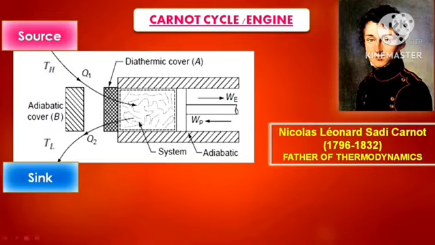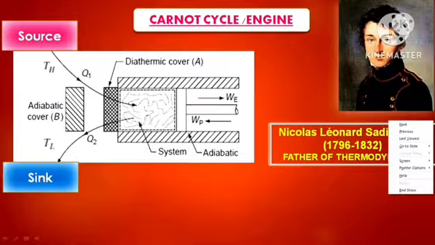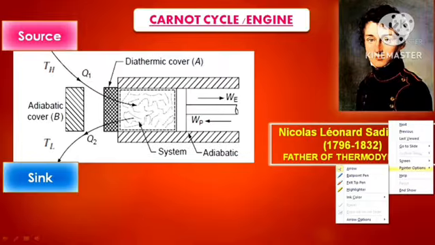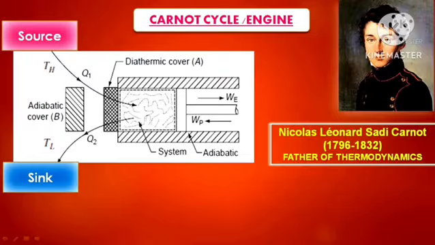Adiabatic and diathermic covers are used to replace one another according to the thermodynamic process involved in the Carnot theorem. Adiabatic cover restricts the heat to flow into the system or out of the system, whereas diathermic cover allows the heat to travel out of the system. Engine is going to work based on the movement of molecules present in the gas. When the heat is supplied, gas tends to expand, and when heat is rejected, gas tends to compress. Based upon this expansion and compression, the piston will be moving to and fro and the work will be generated.